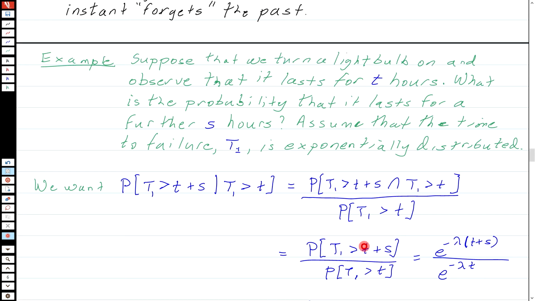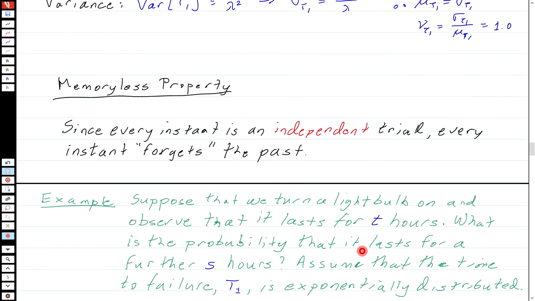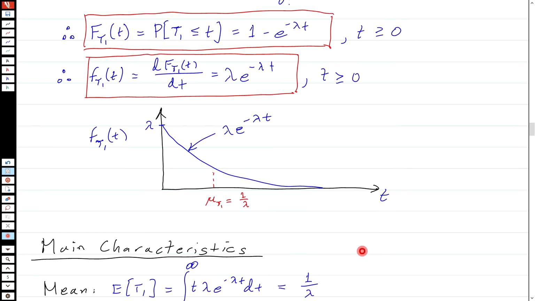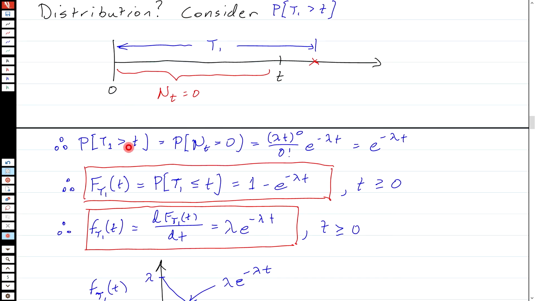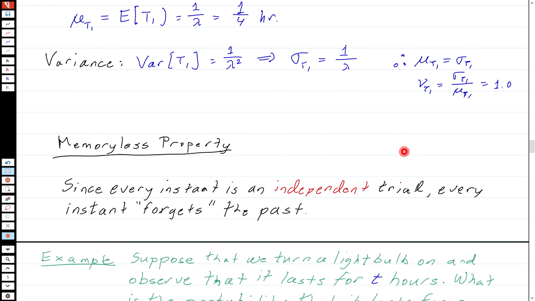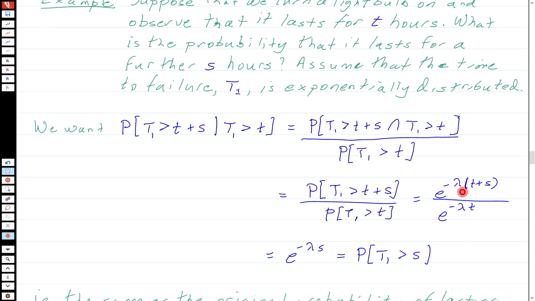Now I go back to my probability definition for this greater-than part, and I have to look back up where we derived that. Here, the probability that T1 is greater than t was e to the minus lambda t. So when t is equal to t plus s, I get e to the minus lambda times (t plus s), and when it's just t, I get e to the minus lambda t. The lambda t's cancel out, and I've got e to the minus lambda s, and this, of course, is just equal to the original probability that T1 is greater than s.